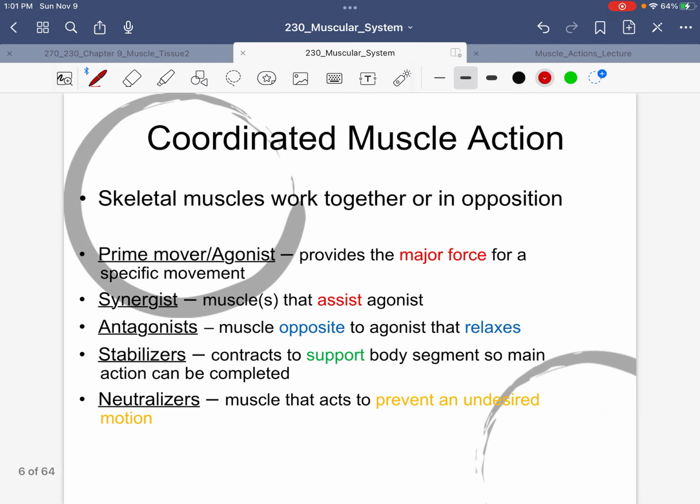Here's what I do want to talk about. Before we finish this video, I want to talk about the coordinated muscle actions, and then I'd like to talk about concentric, eccentric, isometric, and isokinetic actions. Okay, here we go.